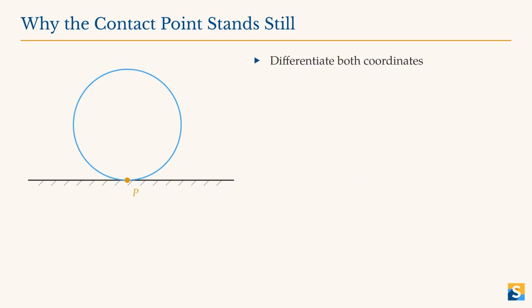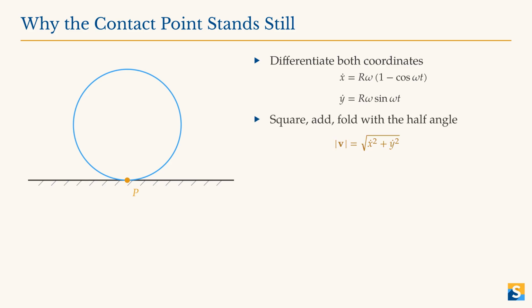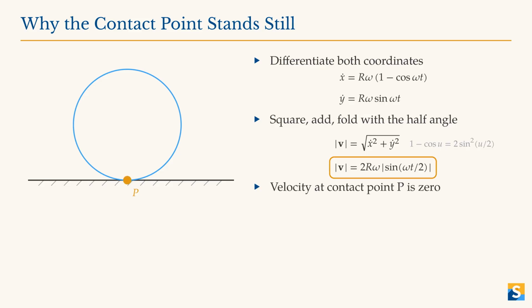X dot is r omega times 1 minus cosine omega t. Y dot is r omega sine omega t. Square, add, and use the half-angle identity. The speed is 2r omega times the magnitude of sine of half omega t. Read it at the marked points, and the answer is startling.